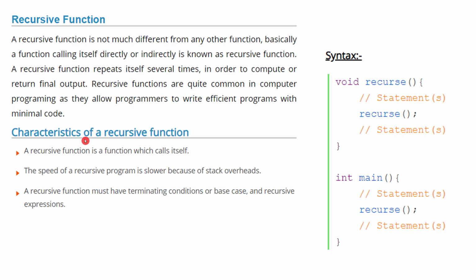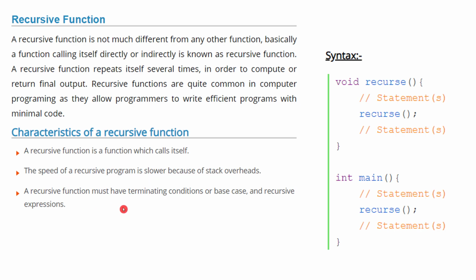What are the characteristics of a recursive function? A recursive function is a function which calls itself. So it's like an iteration within the function. It is calling again and again until the iteration cycle is complete. Speed is slower due to the stack overhead. Just learn that the speed of a recursive program is slower.